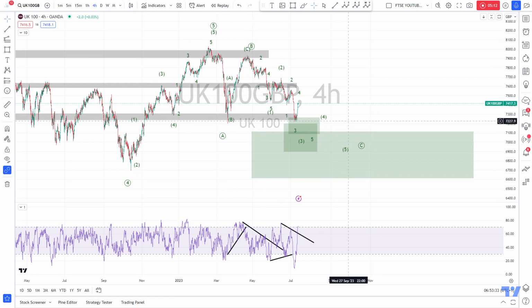I did not pay any attention anymore to this scenario last week because I was really expecting to take out this low here. But now in my next higher time frame analysis this weekend, I will discuss this scenario again, because if we hold this low, this triangle scenario in the higher time frame is something that could play out.